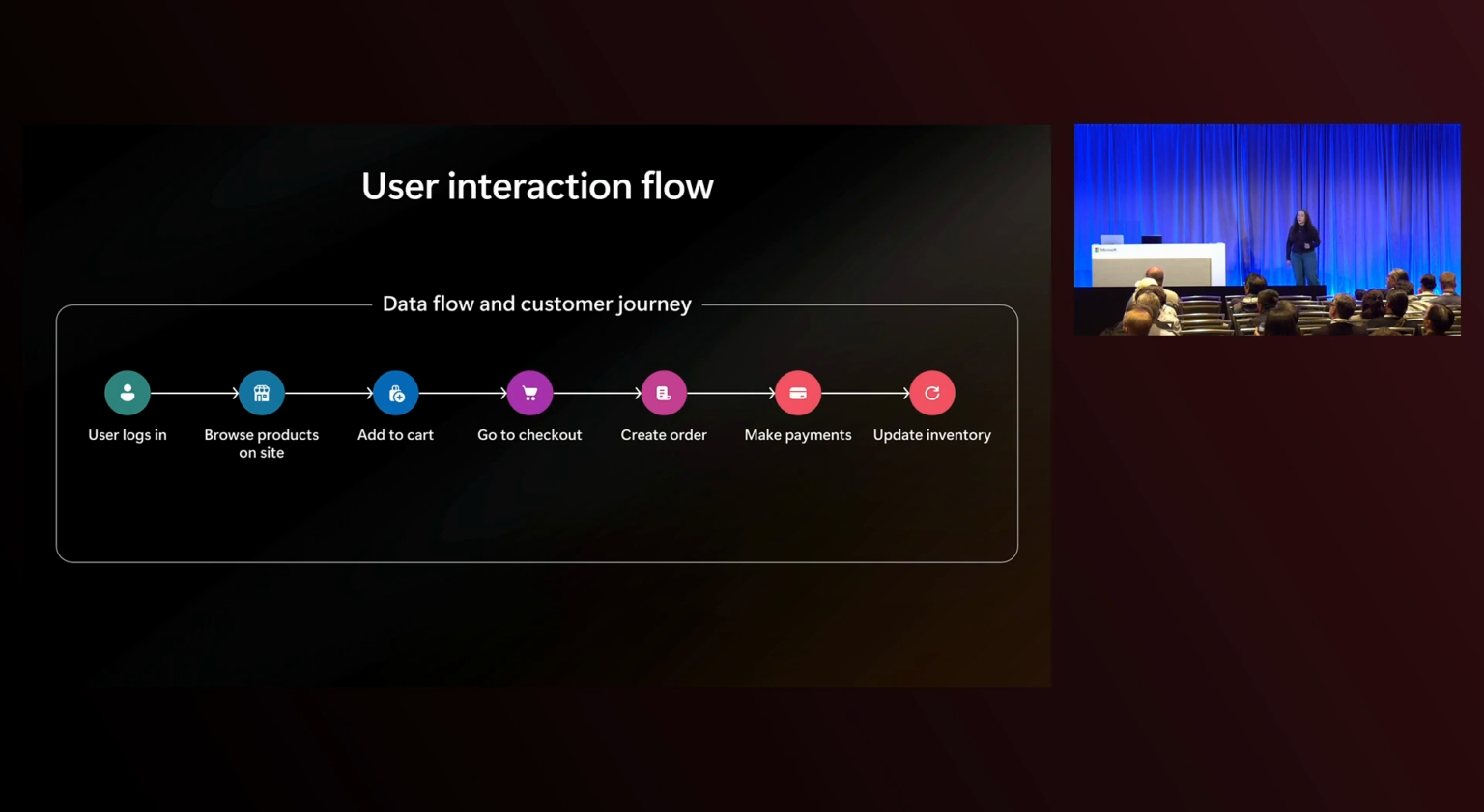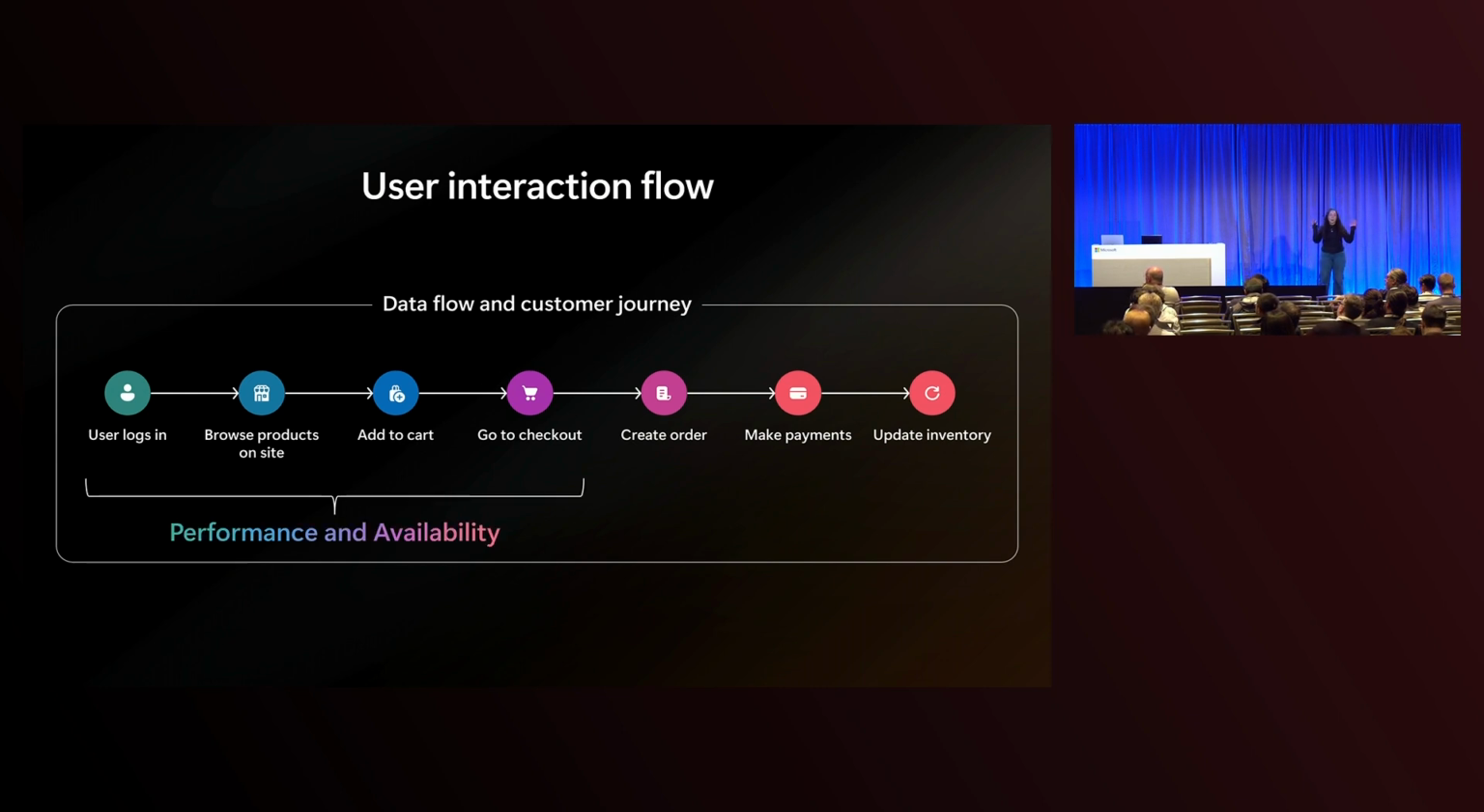As we look at the user interaction flow for our website, it starts with a user logging in. Then they can browse products on our site, they can add products to the cart, they can check out, they'll create an order, they'll pay for the order, and then our website will make sure to go update the inventory so that we have accurate stock counts. Now, as an application developer, I actually care about different things at different points in this user journey.